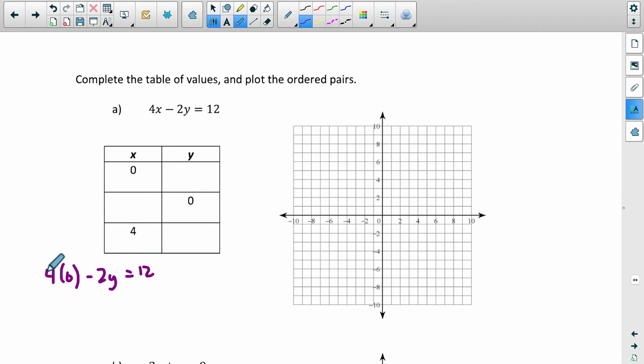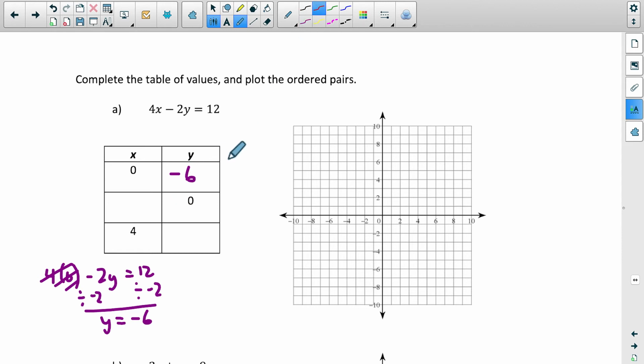Okay, look what happens here. 4 times 0 is 0. This is gone. So all I have to do is solve this. Negative 2 times y equals 12. Well, to solve that, I divide by negative 2 to get rid of the negative 2. What you do to one side, you do to the other. So you end up with y equals 12 divided by negative 2 is negative 6. So this is negative 6.